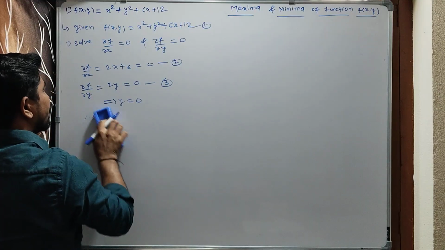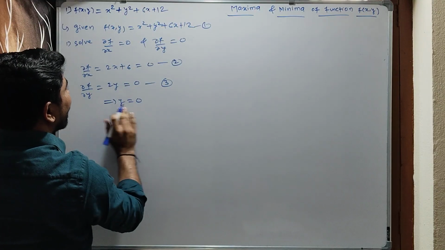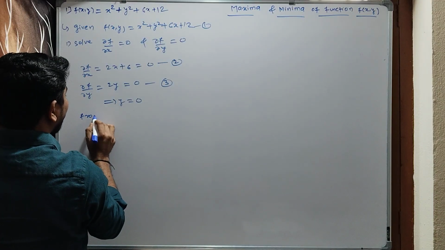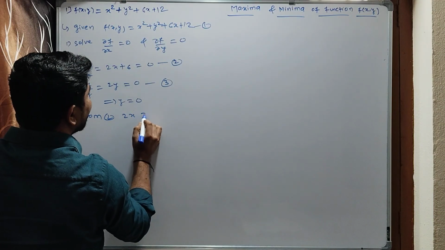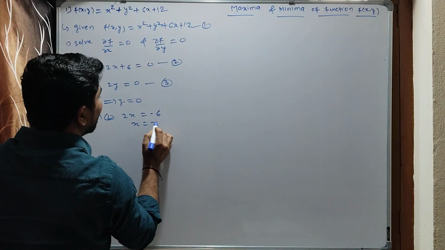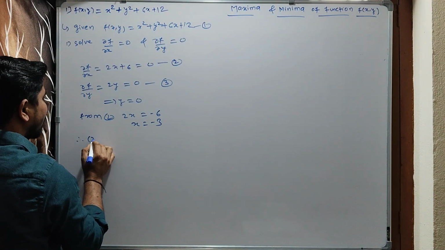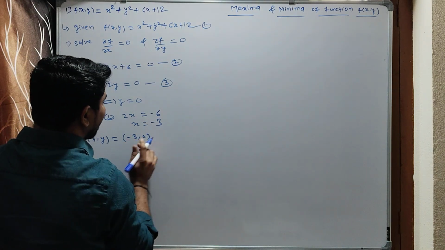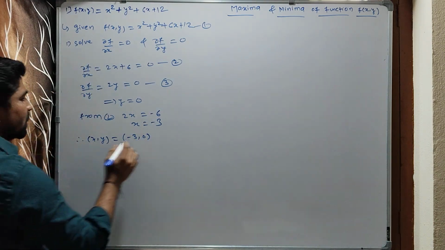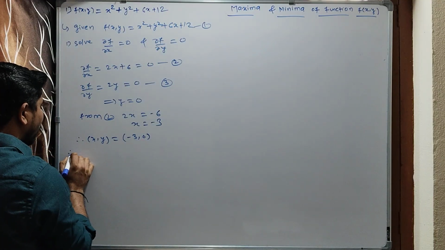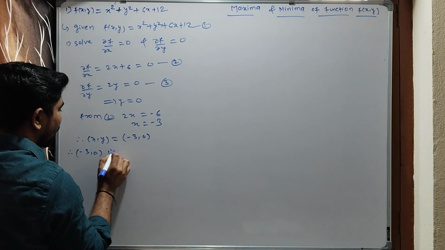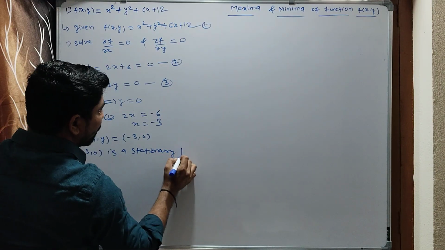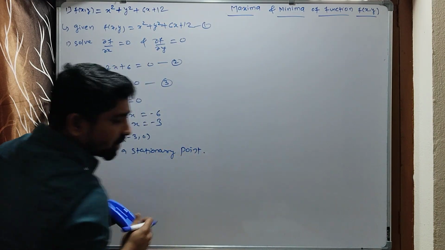Therefore, put y equal to 0 from equation 2, and from equation 1, 2x equal to minus 6, therefore x equal to minus 3. Therefore the pair x comma y equal to minus 3 comma 0 satisfies both the equations. Therefore this is my stationary point: minus 3 comma 0 is a stationary point.